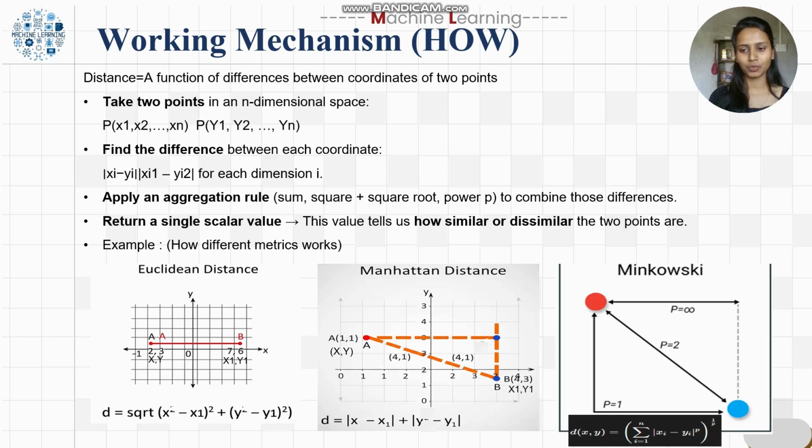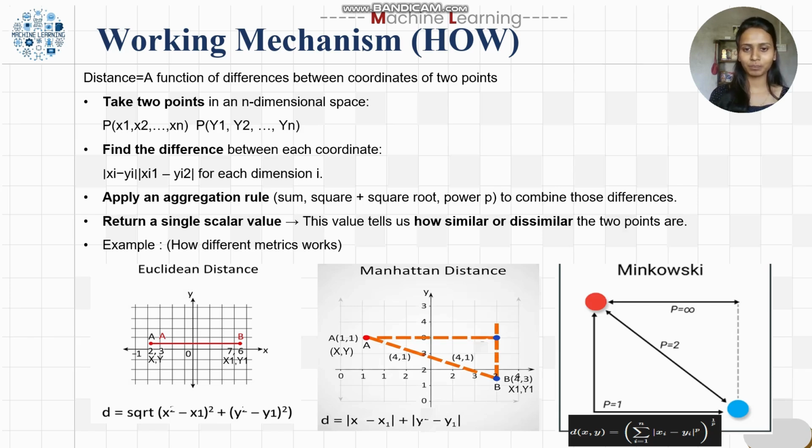The last one is Minkowski distance. If p is equal to 2, as we have discussed, it will act as Euclidean distance, and if p is equal to 1, it will act as Manhattan distance. The formula is the summation of i from 1 to n, where n is the dimensions, of the absolute difference between xi minus yi raised to p, and the whole bracket raised to 1 upon p. So from these three, we use one distance matrix, and it will return a single scalar value.